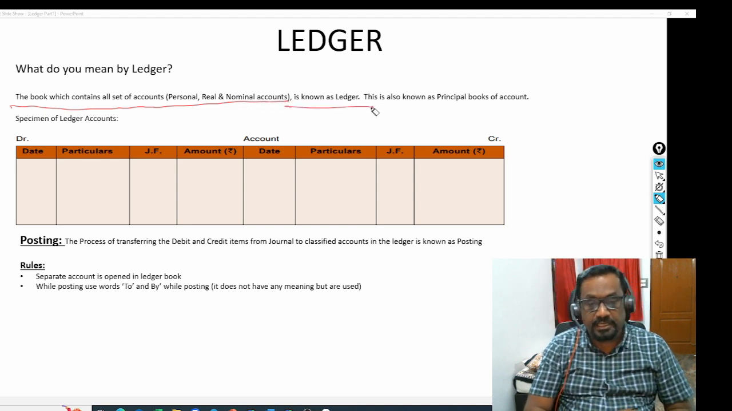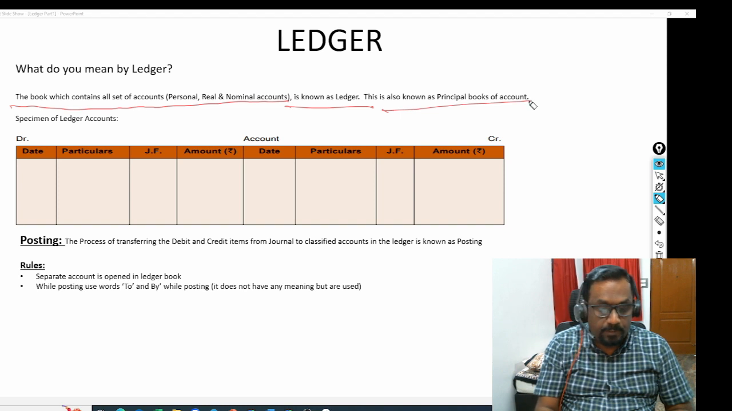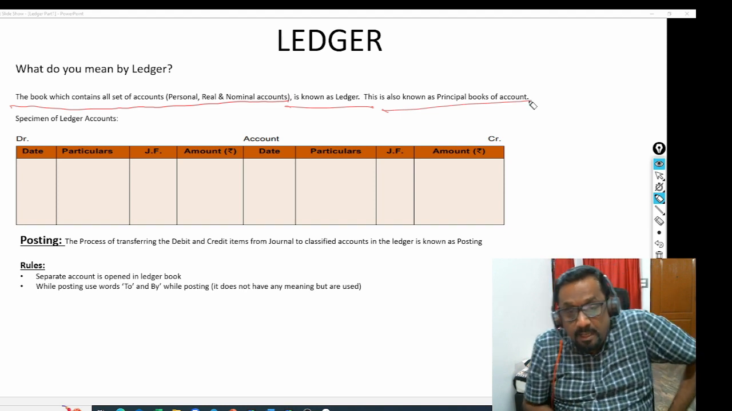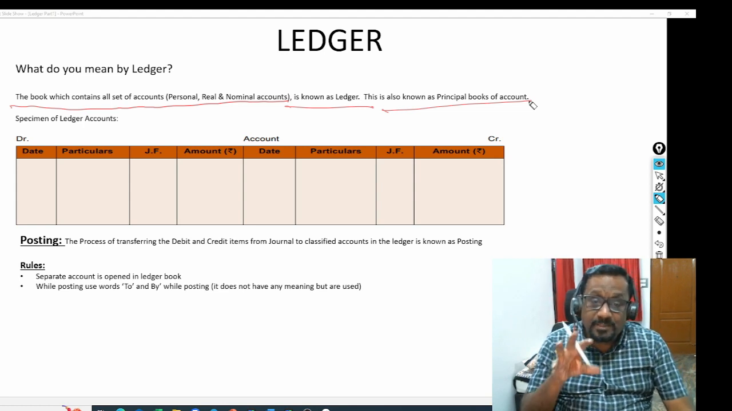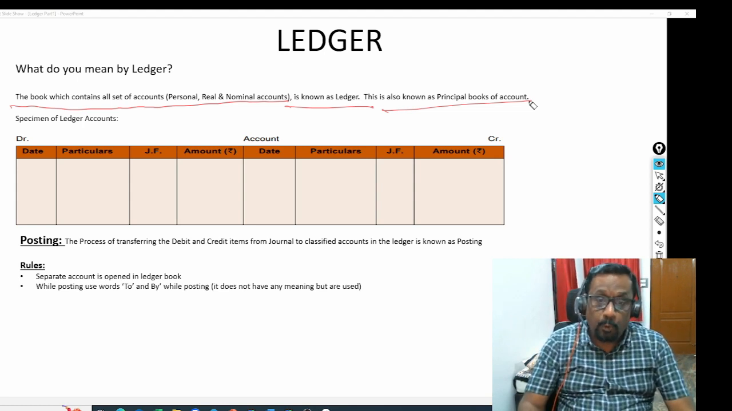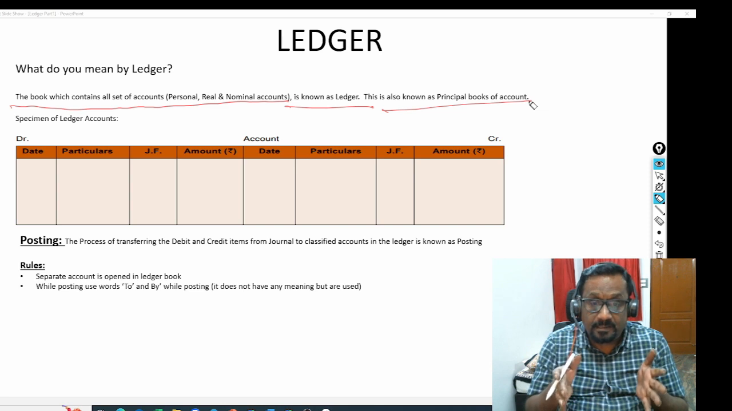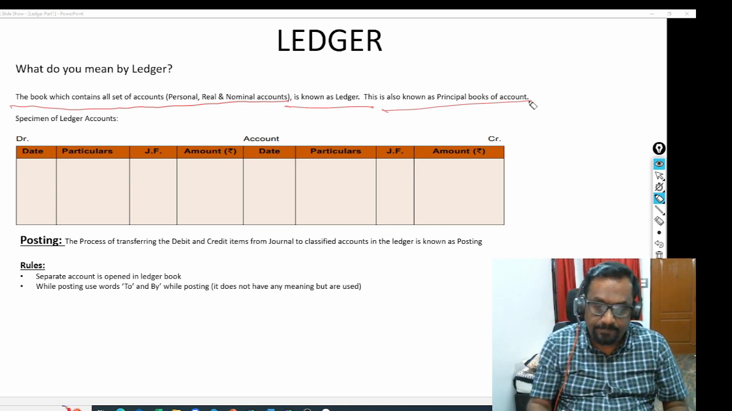is known as the ledger. This is known as the principal book of account. The reason I am saying principal book of account is that it will give the final balance of each account. So this is the main book for us, right?